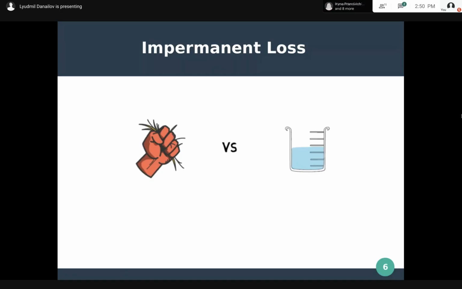But why impermanent? Because as long as the relative prices of tokens in the AMM return to their original state when you entered the AMM, the loss disappears and you earn 100% of the trading fees. But that is rarely the case, because more often than not, impermanent loss becomes permanent, eating into your trade income or even leaving you with negative returns.